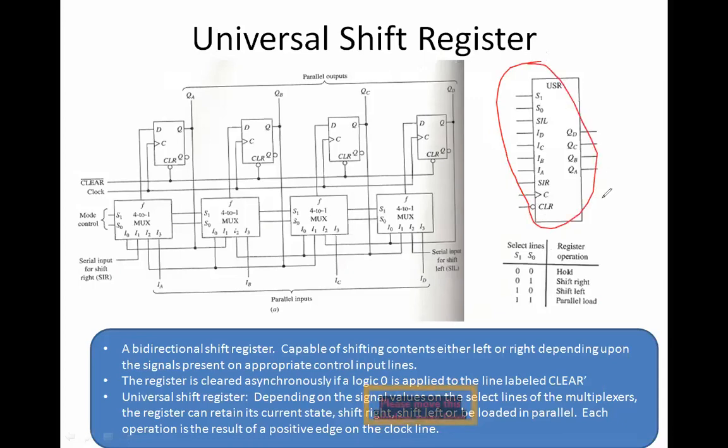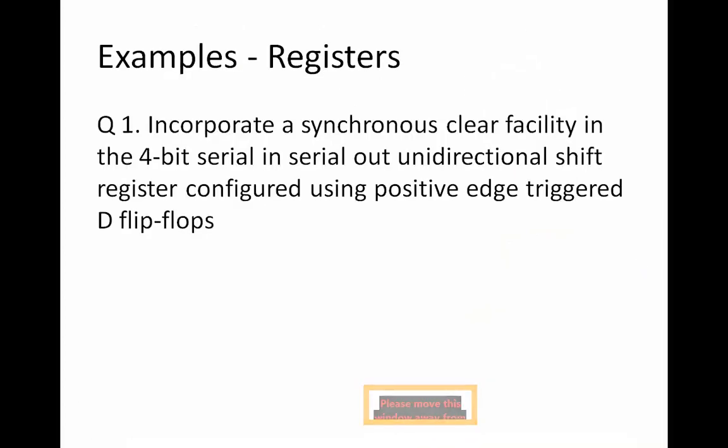wherein you have S1, S0, then inputs A, B, C, D, then clock, clear, and the outputs in the form of QA, QB, QC, QD. So that is in the form of an IC, right? The next one that we will be looking into is the registers.